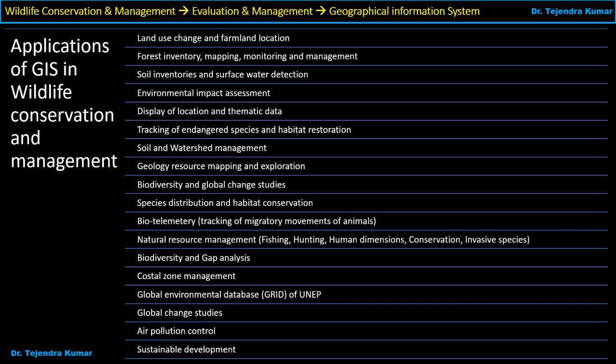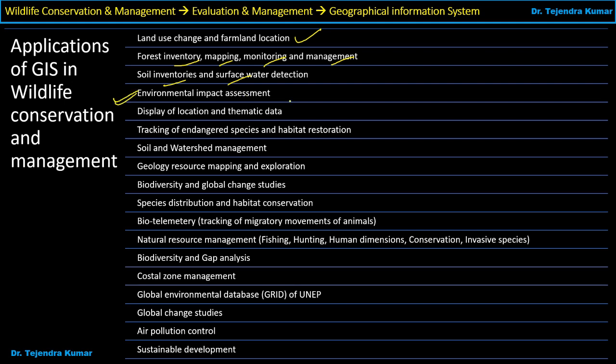Now, applications of GIS in wildlife conservation and management. Because we had already discussed these things in remote sensing, more or less all are the same. So let's see. Land use changes and farmland location can be identified and managed with GIS. Forest inventory, mapping, monitoring, and management can be done. Soil inventory and surface water detection, which we have already discussed, like the water holding capacity of the soil, soil moisture, and all those things.